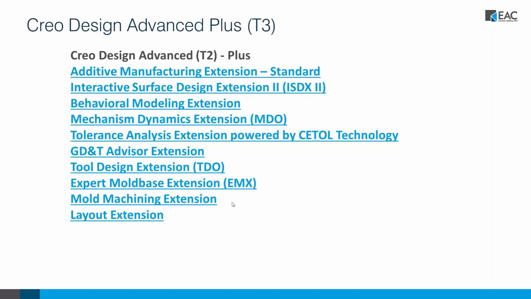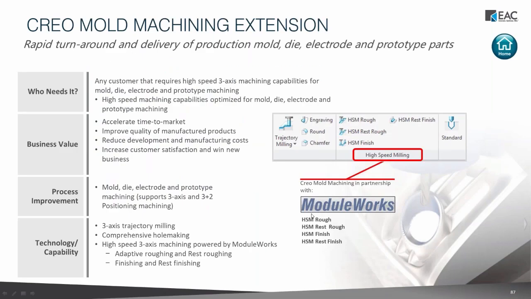And then finally, we have mold machining. This is new with Creo 5. So I'm going to just pop this up. It's from a company called ModuleWorks. They have some software for machining molds with high-speed machining. It's really good for one-off type machining.